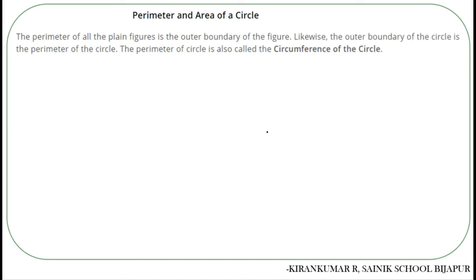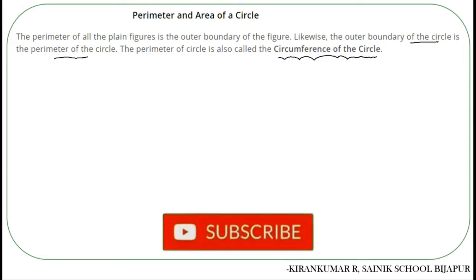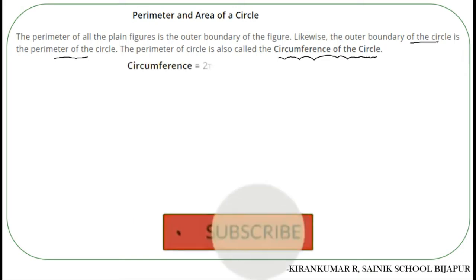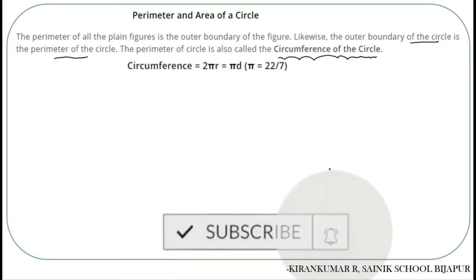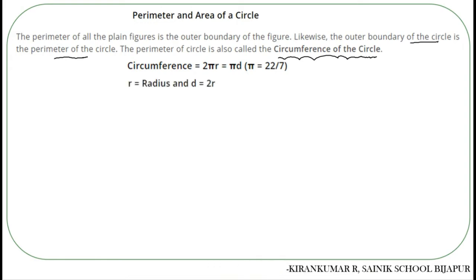Perimeter of all plane figures is the outer boundary of the figure. Likewise, the outer boundary of circle is the perimeter of the circle, and it is known as circumference of the circle. The circumference of a circle is given by the formula 2 pi r or pi d, where pi value is taken as 22 upon 7, where r is the radius and d is the diameter, which is twice the radius.